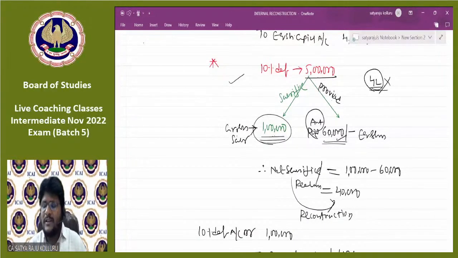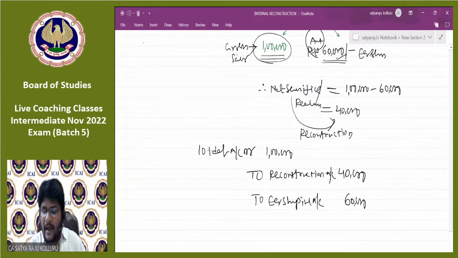That means we need to check the net sacrifice amount here. For the remaining 4 lakhs, there is no discussion at all. Out of the 1 lakh, to the extent of the real sacrifice, we transfer to the reconstruction account. The remaining amount we are issuing in the form of equity shares. In the question also, they regularly give both types of points to confuse the students.